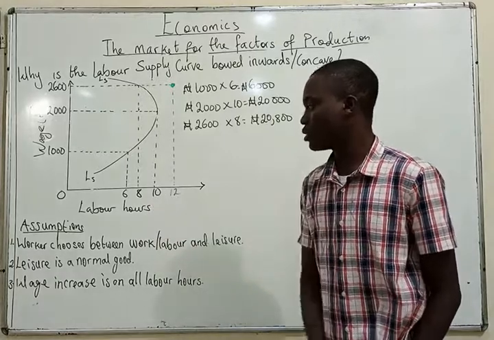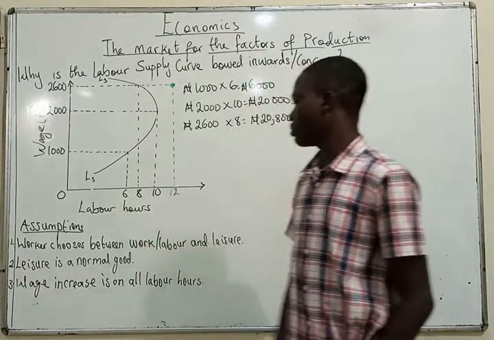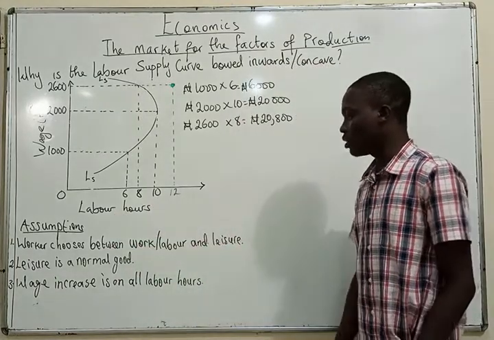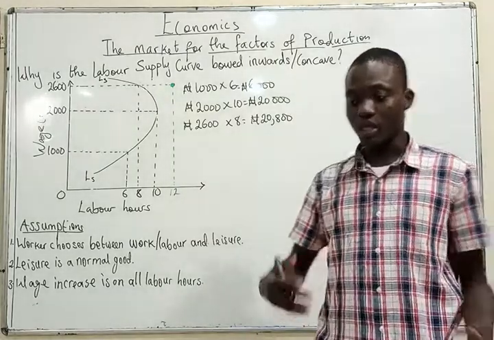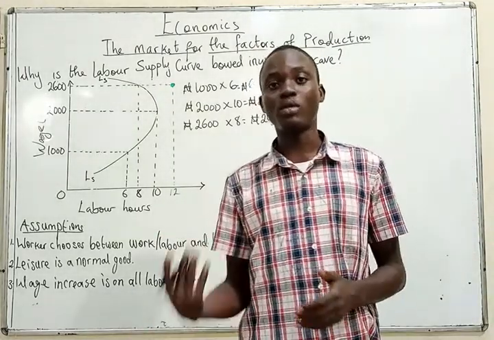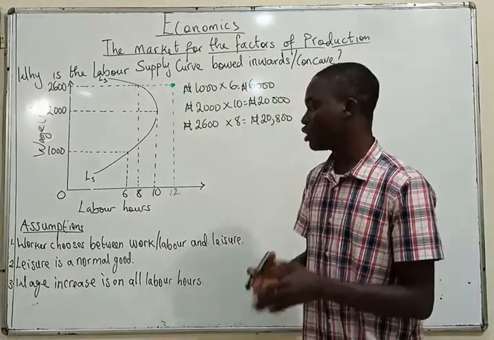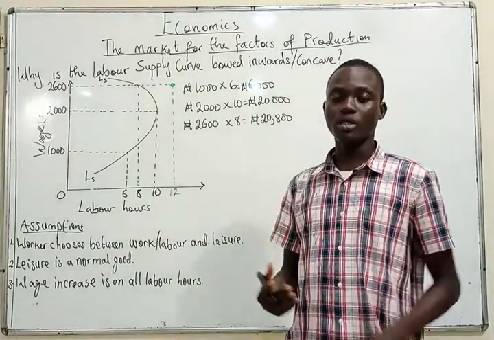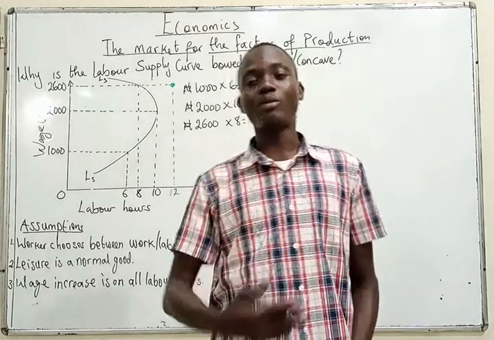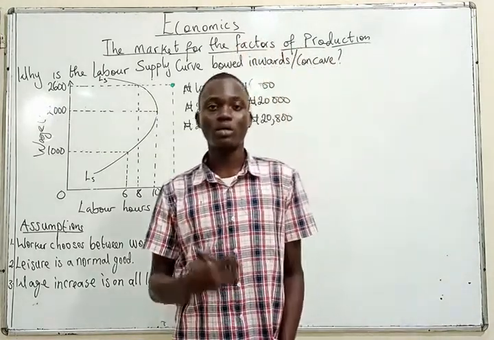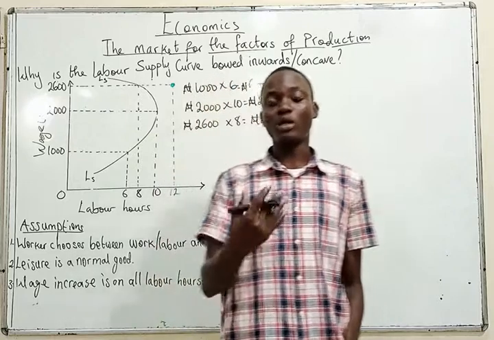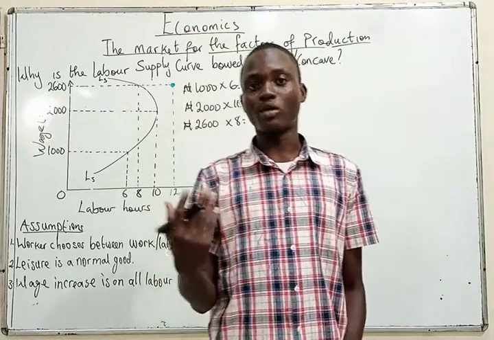Now we have these assumptions here. Assumption 1, the worker chooses between work, which is labor, and leisure. The worker chooses how many hours to devote to labor and how many hours to devote to leisure. Number 2, leisure is a normal good. When we're talking about a normal good, we are talking about a good that we buy more of when our income rises, and buy less of when our income falls.